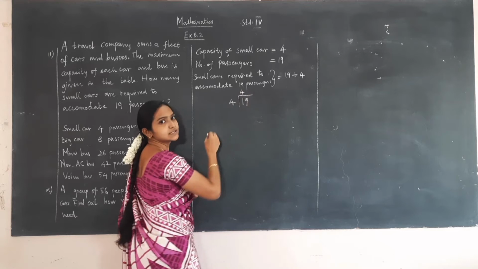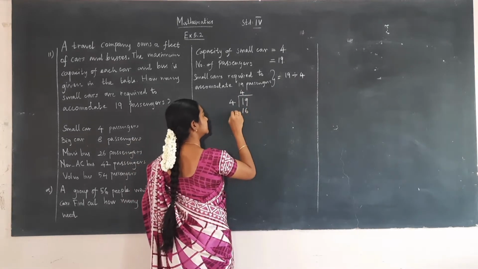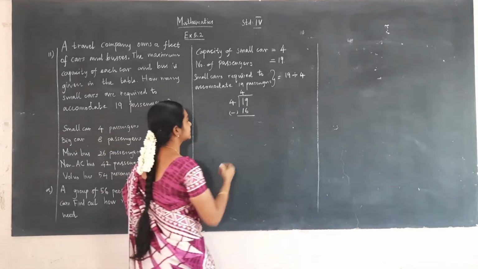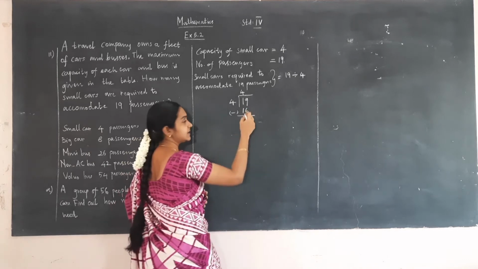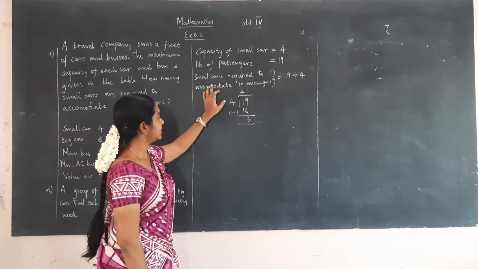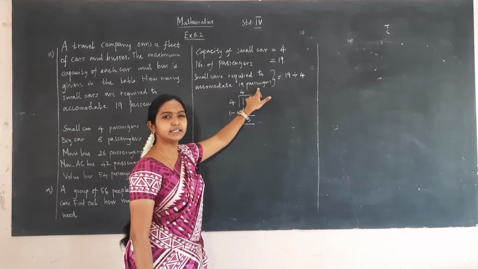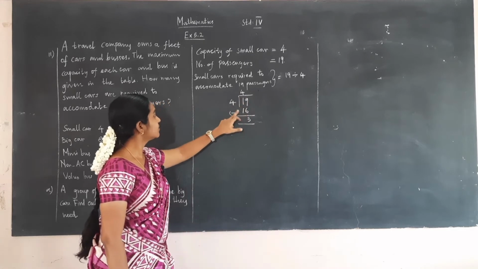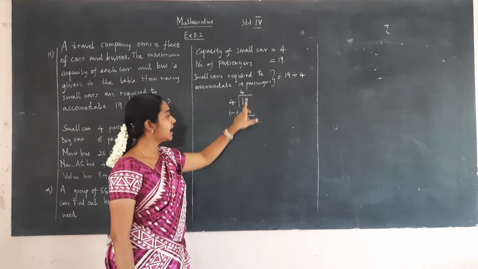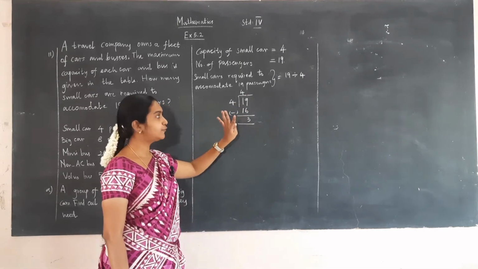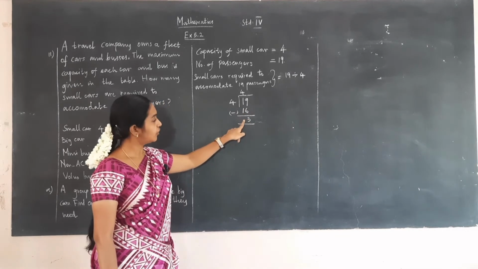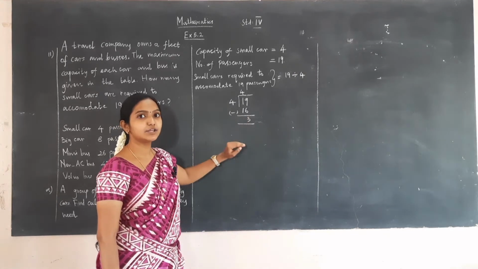Four fours are 16. So write 16 here. Subtract: 19 minus 16 is 3. We need to find small cars required to accommodate 19 passengers, so we should divide 19 by 4. When we divide, we get the answer as 4 and remainder 3. In 4 cars, 16 passengers can be accommodated and remaining we have 3. For these 3 persons we have to accommodate another small car.